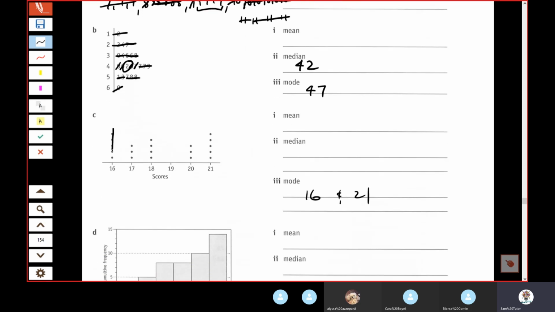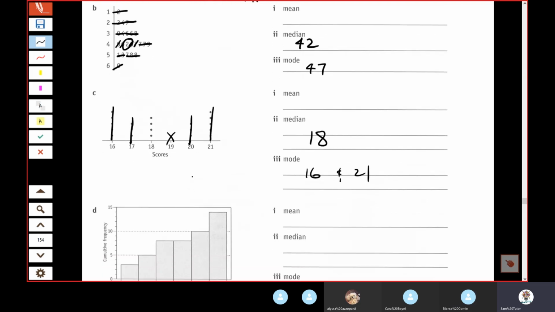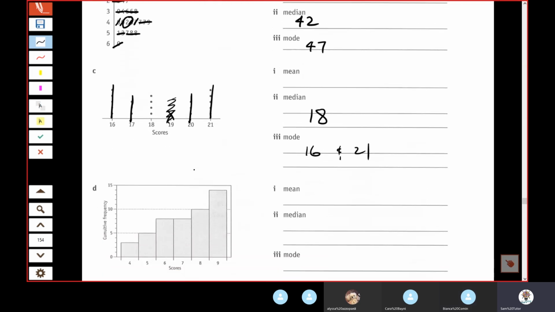Your median: cross out the 5, cross out the 5, cross out the 3, cross out the 3. Well, the median is definitely 18. Yeah. Easy. There is no 19, so you don't even worry about it. Don't let that confuse you. It doesn't even exist.